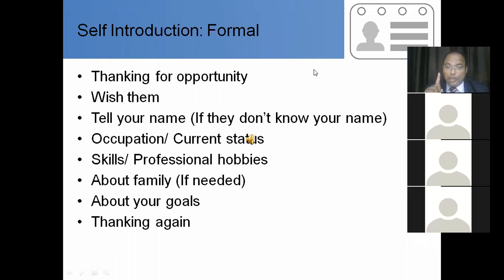And if they know your name, no need to tell it. Right? If they know your name, no need to tell it, because if you are telling your name, it's wasting time. Formally means you have to be very concise.